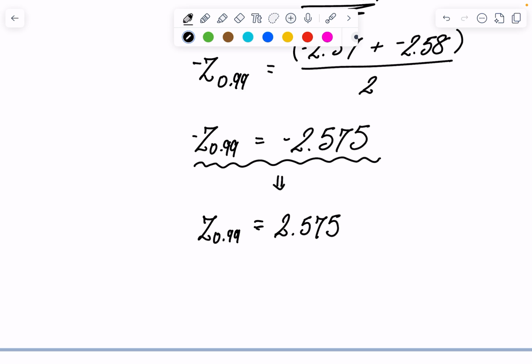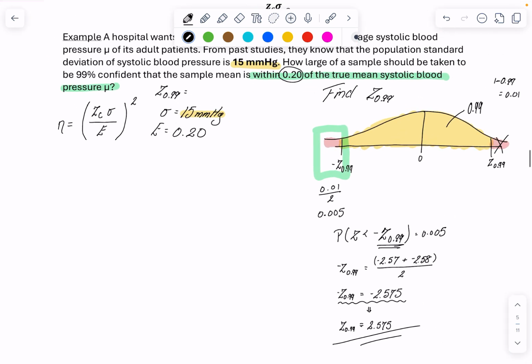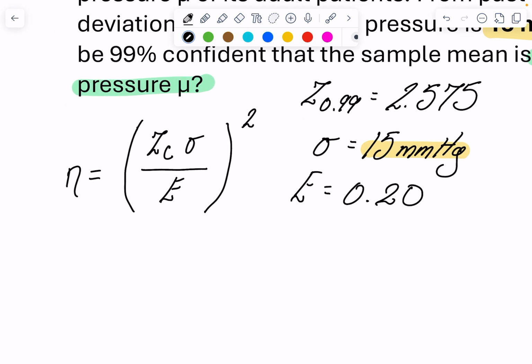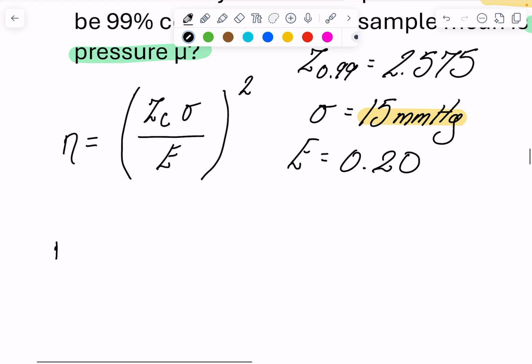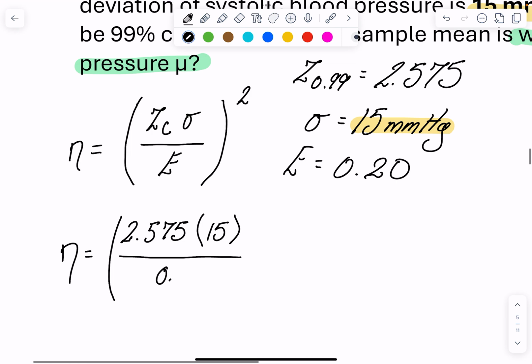we can now find our minimum sample size needed. So just for completeness, I'm going to write the number that we just found in our little list of variables. And now we can solve for the sample size. That is going to be equivalent to 2.575 multiplied by our population standard deviation of 15, divided by our margin of error of 0.2.